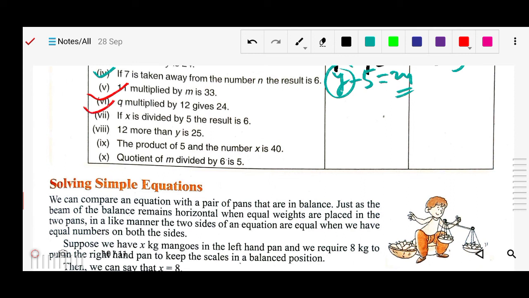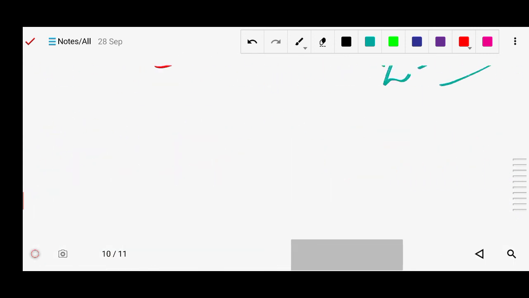So q multiplied by 12 gives 24. So 12 into q equals 24. You can find the value of that q. Then if x is divided by 5, okay, so the result is 6. X is divided by 5, the result is 6. So that we will solve.